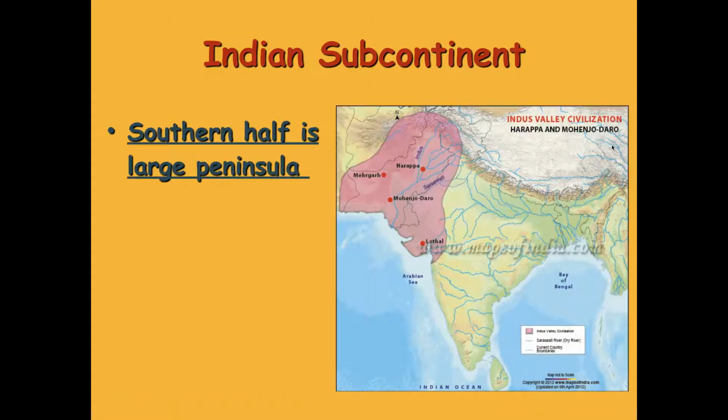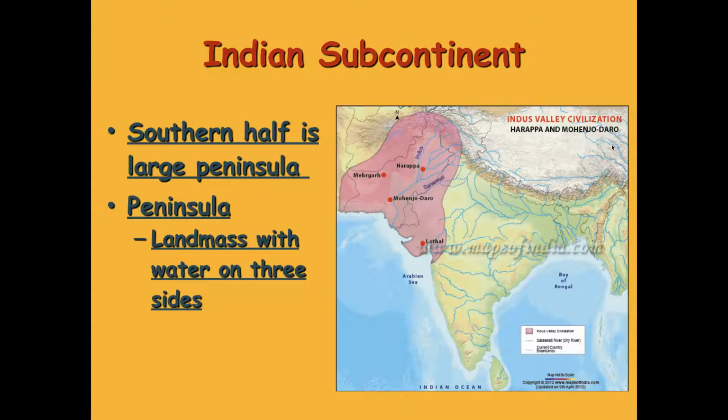All right. So the southern half of India is a peninsula. A peninsula is basically just a piece of land that sticks out and has three sides that are covered by water. So the southernmost tip is covered by water, the eastern side is covered by water, and the western side is covered by water. So that's how you define a peninsula. So India is surrounded by the Indian Ocean on the three sides.